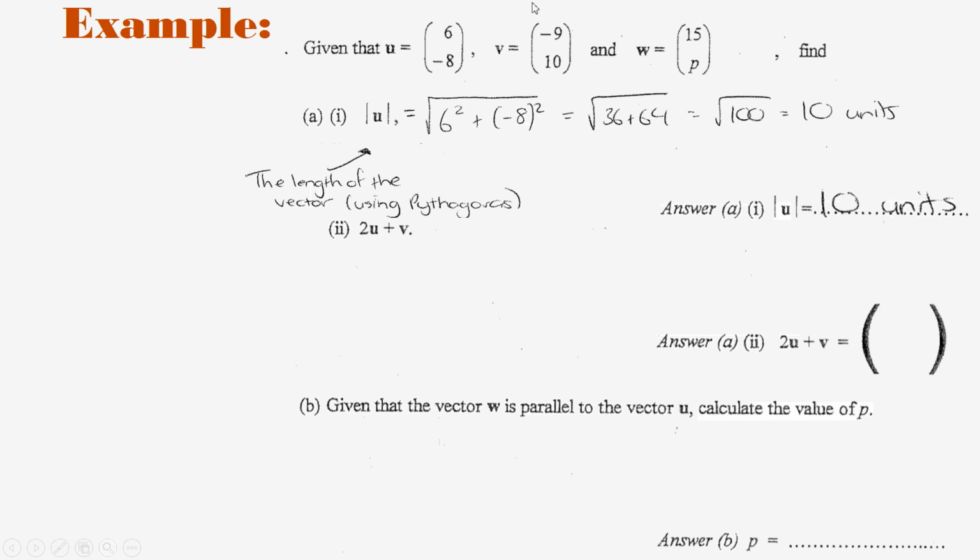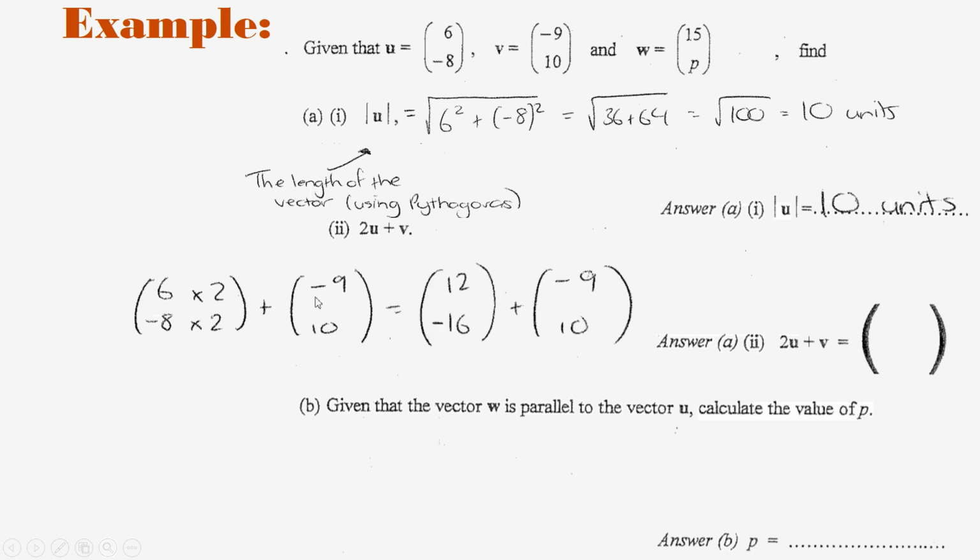That's all they're asking. So to show working out, I just put the first vector times 2 plus the second vector, and then show a bit more working out. 6 times 2 is 12, negative 8 times 2 is negative 16, plus the other vector, 12 minus 9, negative 16 plus 10. There you go. It's 3 and negative 6 when you do that operation there.